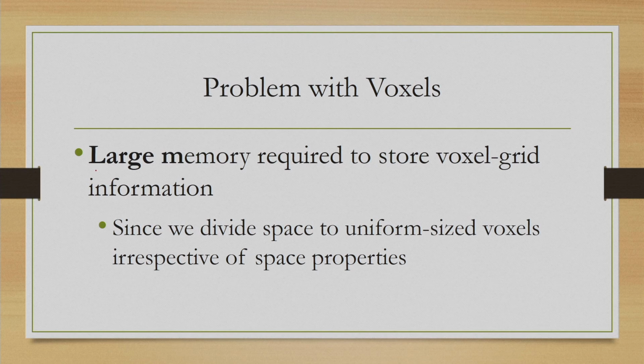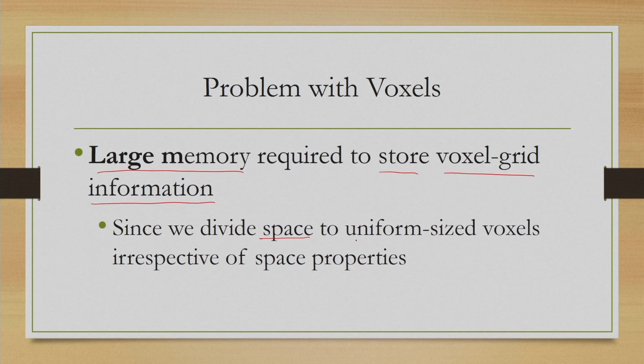So far, so good. Now, what is the problem? Is there any problem with this space partitioning approach? One problem may be very obvious to you by now, that is, we require large memory to store this voxel grid information. So, we are creating a tree where the leaf nodes represent the grid, and if we are partitioning uniformly, then there will be a large number of voxels and we require a significant amount of memory space to store the voxel information.